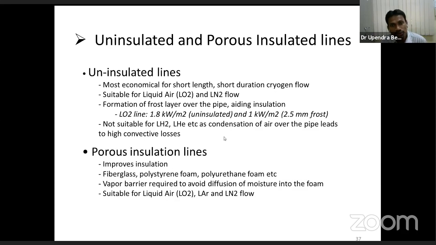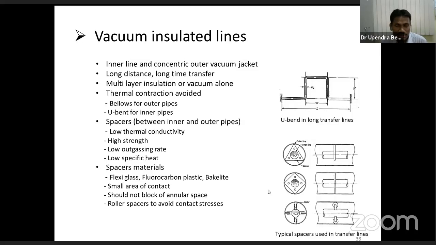Okay, so porous insulation types are an improved version compared to the uninsulated one, and that improves the insulation. And here you can use different types of insulations like fiberglass, polystyrene, or polyurethane foam. For that, a vapor barrier is required to avoid diffusion. I was telling in previous slides, the diffusion of moisture into the foam should not occur. And the other type is the vacuum insulated line. This is especially used as a transport line for long distance and for long duration.